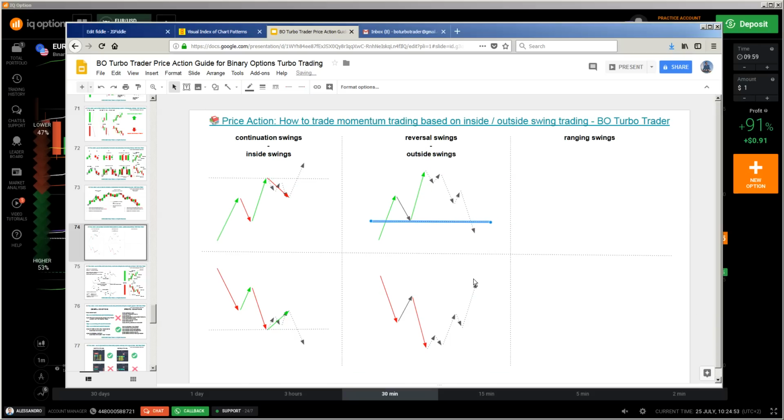Yes, so we see we are breaking through this area on the other side, and that is what the outside swing is. These swings here are inside this impulse swing, but they are moving in the opposite direction. And here we have the same, it's breaking through, and that is how it will happen in a ranging market, or we have a downtrend.